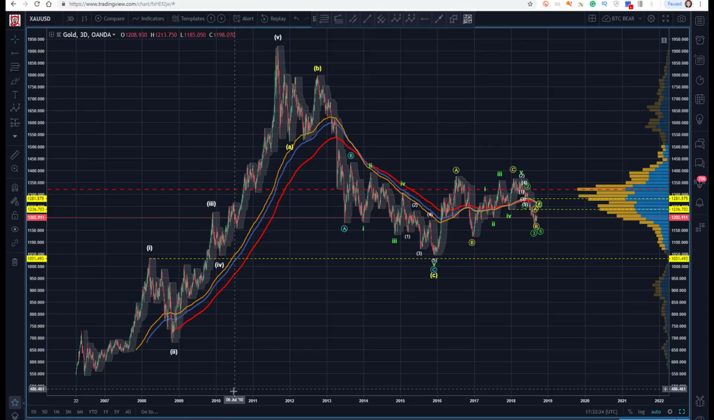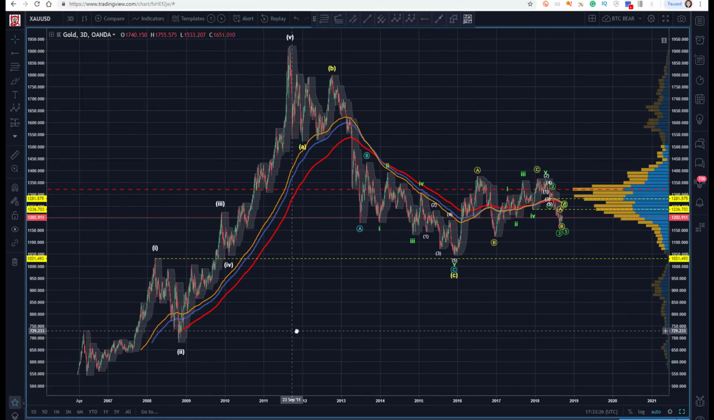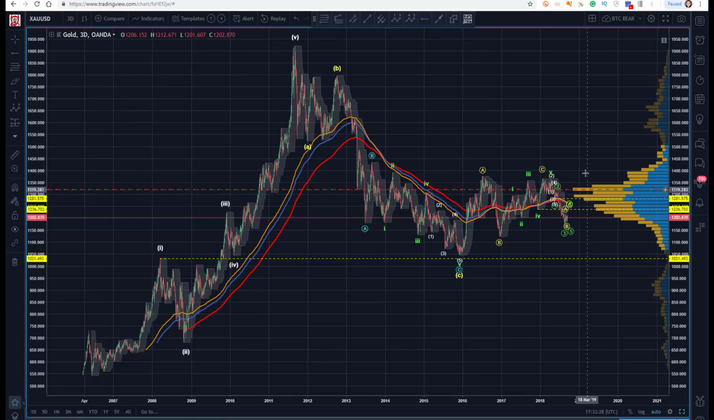So I always encourage the longer term view to get a sense of where we are, if there's a clear count and where we are in that count. This is the 3-day, which I often mention I prefer to the weekly.